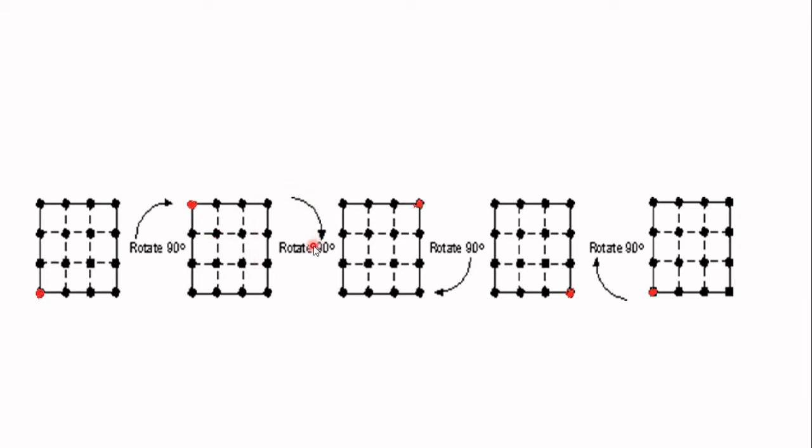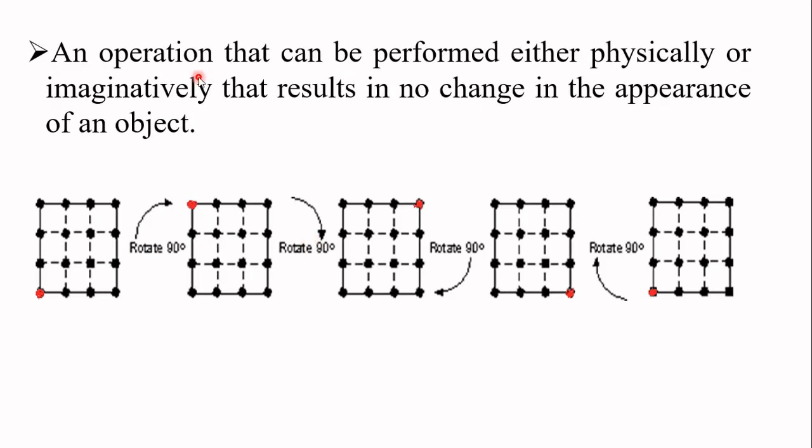When I rotate it again through an angle of 90 degrees, this point comes over here, but the appearance is the same as the previous one. It goes on like this. So this rotation is called a symmetry operation. That means an operation that can be performed either physically or imaginatively, that results in no change in the appearance of an object, is called a symmetry operation. So this rotation is what we call a symmetry element or elements of symmetry.